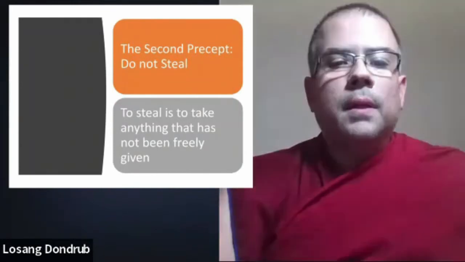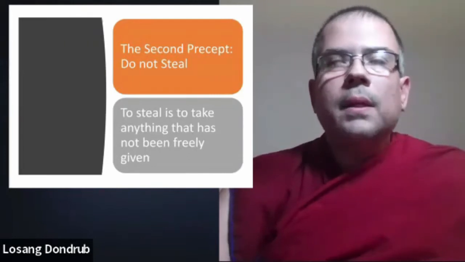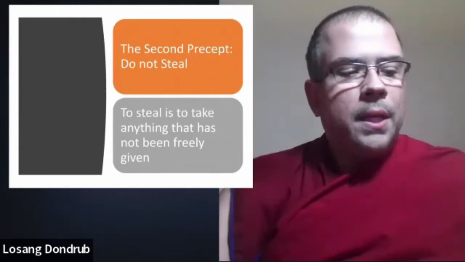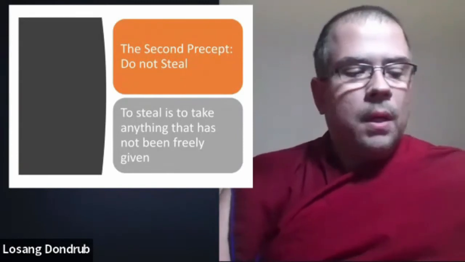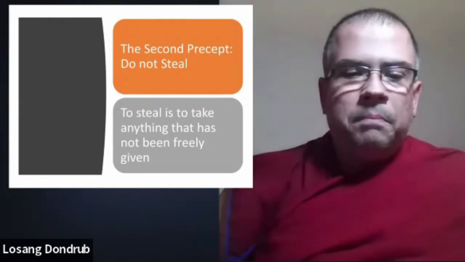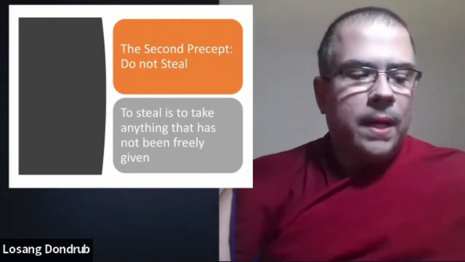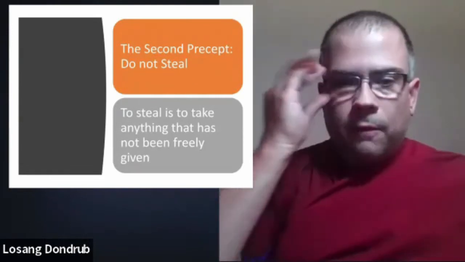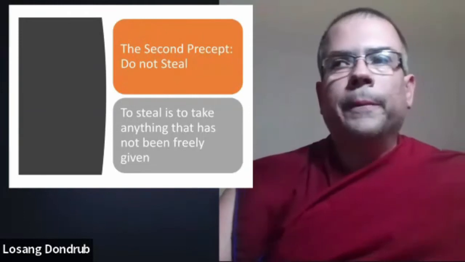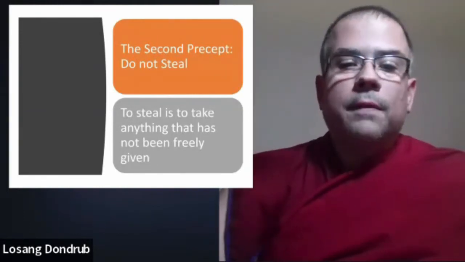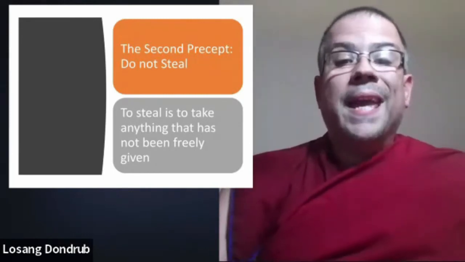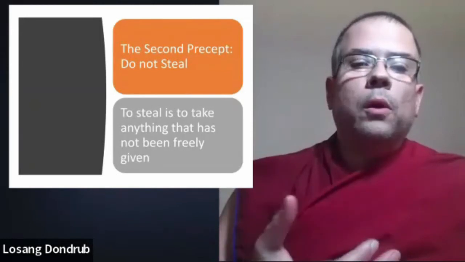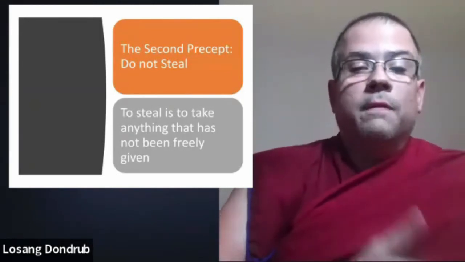So then the second precept is to not steal. And when we say not to steal, we also have to look at stealing in a new way, in maybe a subtler way than we've thought about it before. Because when we think about stealing, we might think about forcibly removing something from someone. And the Buddhist definition, as it says here, is to take anything that has not been freely given. And we can add to that, by someone who has the authority to validly give it.